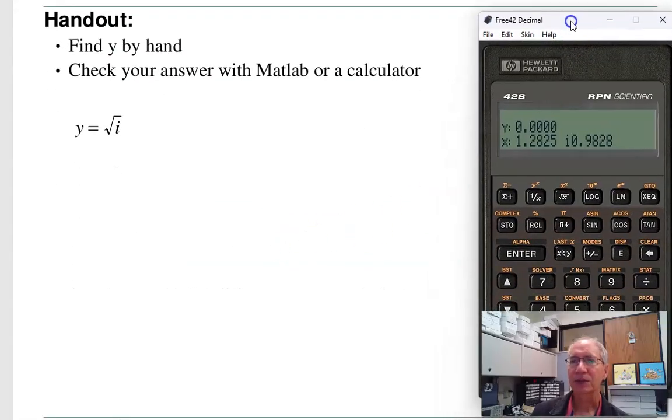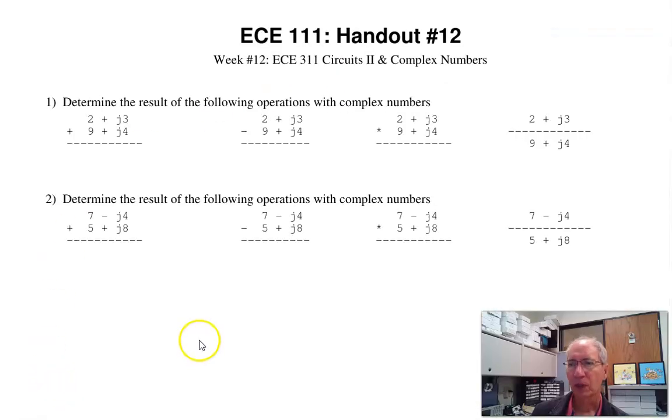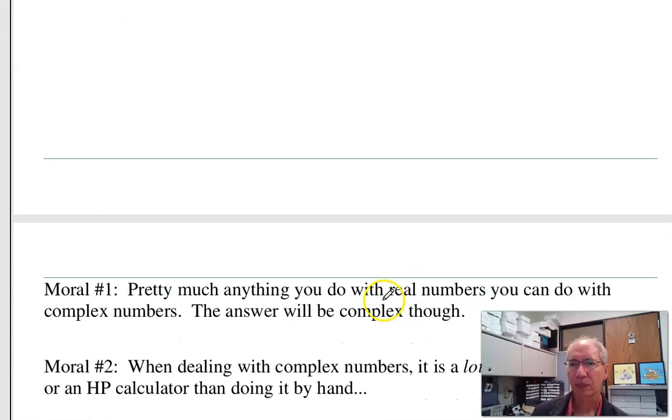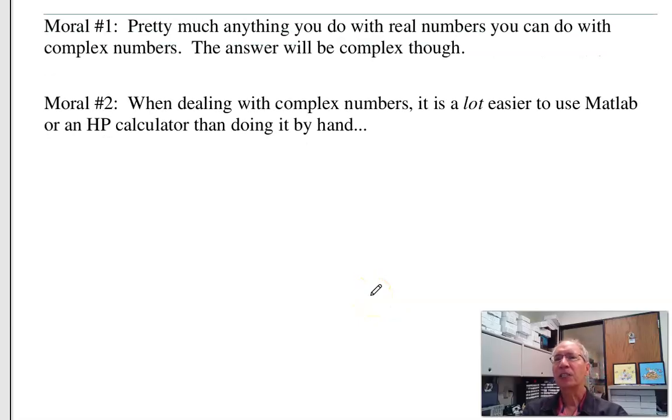So here's a handout. The handout is to try to find the answer to the following problems. And the practice problems are in the handout. Again, to solve these, use MATLAB, use an HP calculator. Answers should match up. So net result is pretty much anything you can do with real numbers, you can do with complex numbers. You can add, subtract, multiply, divide, sine, cosine, x to the y, natural log. All works with real numbers, all works with complex numbers.